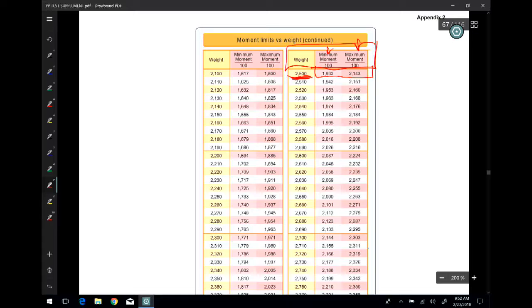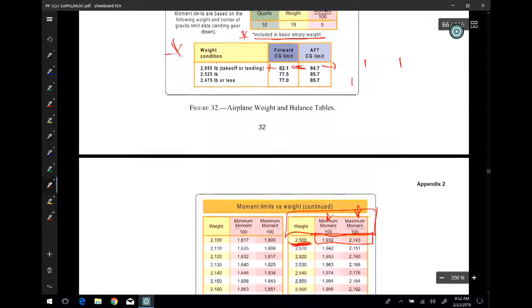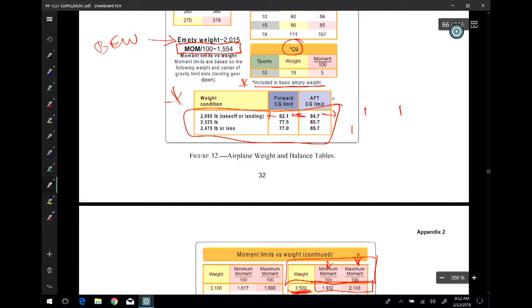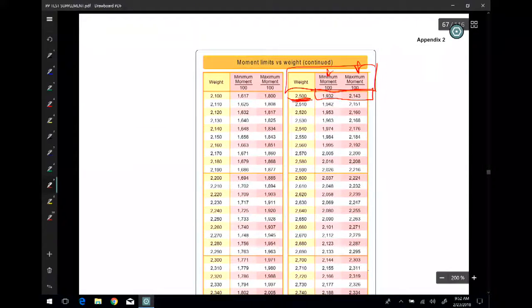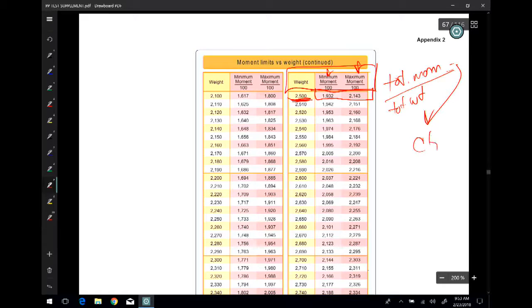Remember that for us to find our CG and to make sure that our CG fits within these limits, we're going to need to take a look at our moment and remember this equation. Total moment, and that's using all the numbers. That takes the index out of it. So you're going to have to multiply whatever number you get by 100 to get your total moment here if you have been using these figures where it's been divided by 100. So you have to factor that back in. And then your total weight, and that's going to equal what? That's going to equal your CG. And we have to make sure it's within the moment limits for that particular weight.